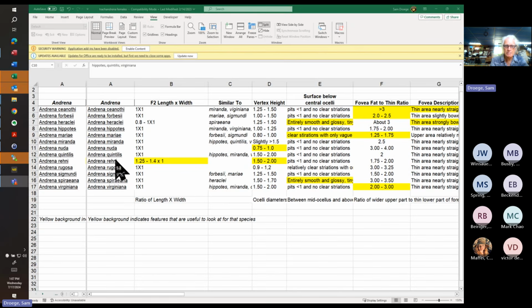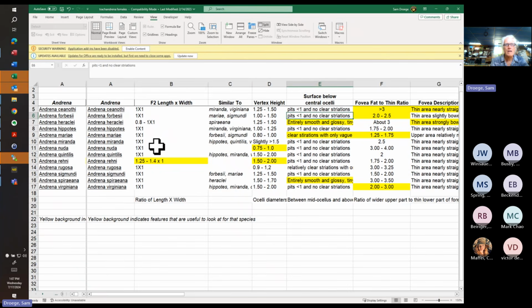We have been plugging through the different species. I have to say I love the Trachandrena females, going through one-on-one. We're now on Andrena miranda. For anyone who hasn't been here, basically what you're looking at is a spreadsheet with characters in the columns. You can see the character at the top. At the bottom is some simple information about that character, how it's measured, or a little more explanatory information to explain the heading.